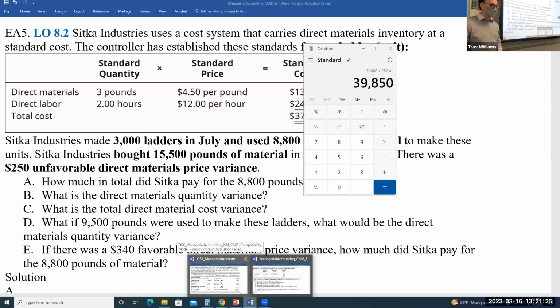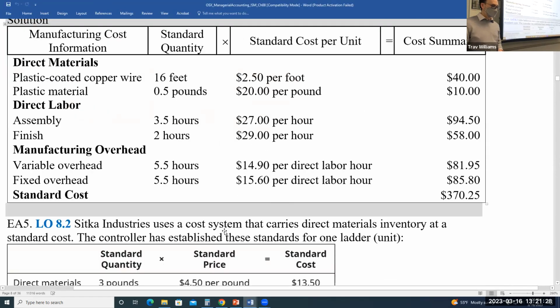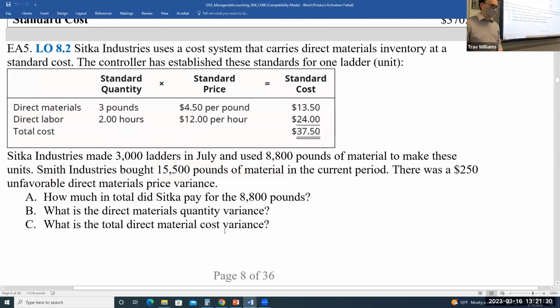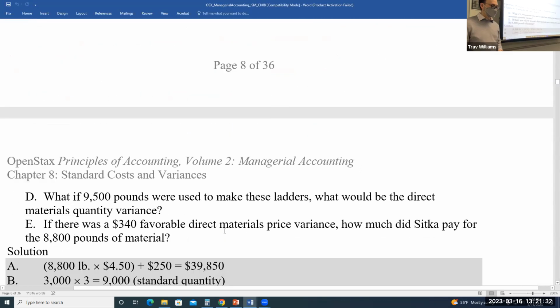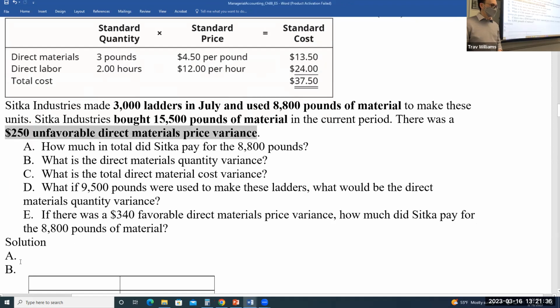Let me double check that. Okay, and that is right. So that's our answer, $39,850. That one wasn't super hard.